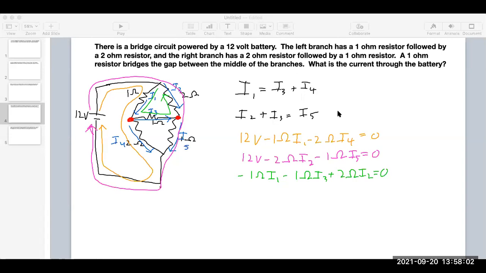So a good way to go: find a variable that you can eliminate or express in terms of other things, and then just keep doing that until you have fewer and fewer unknowns.